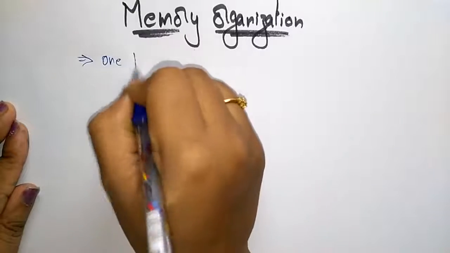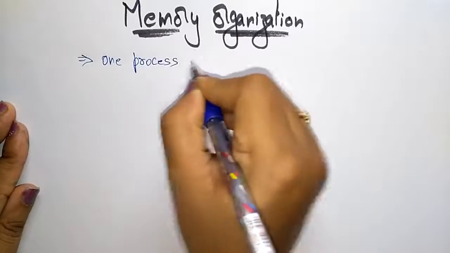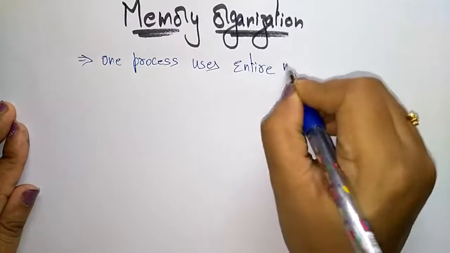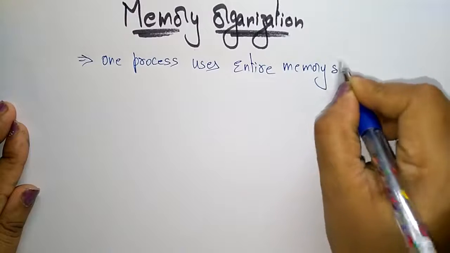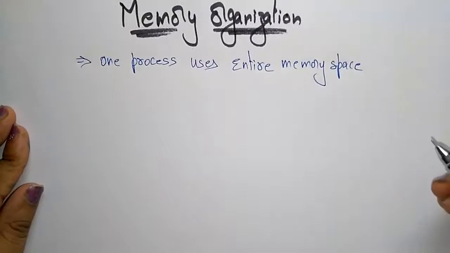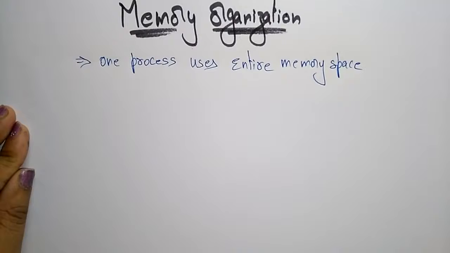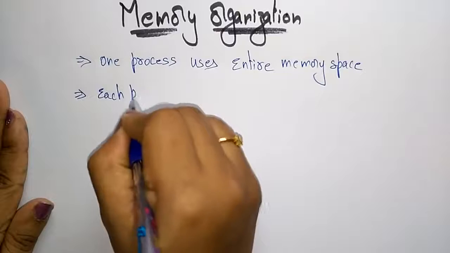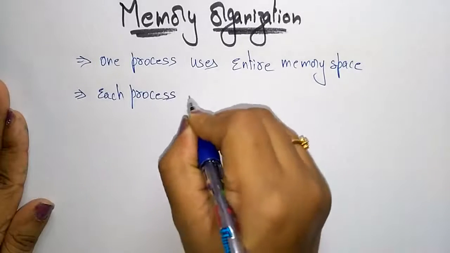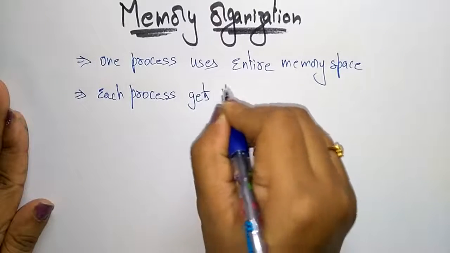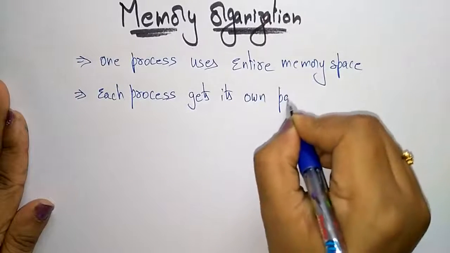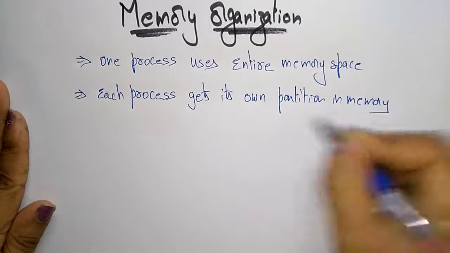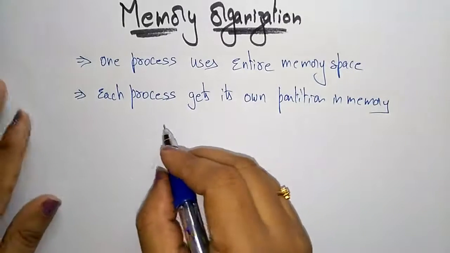One process uses the entire memory space, or else each process gets its own partition in memory. So that may be dynamically or statically allocated.